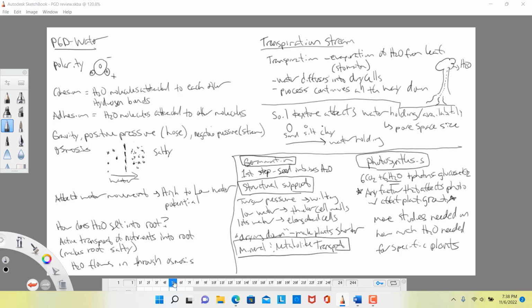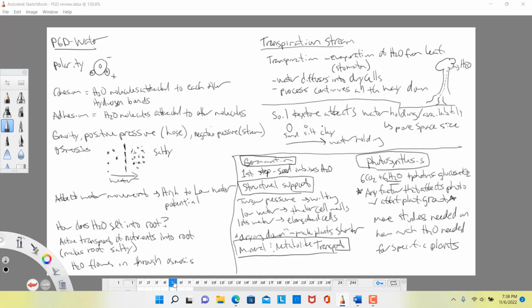Not just themselves. Other properties or things that affect water movement include gravity, positive pressure. So think of the pressure that's exerted when water is moving through a hose, as well as negative pressure, which is like sucking in water from a straw, right? You're creating a vacuum and that's sucking water up.